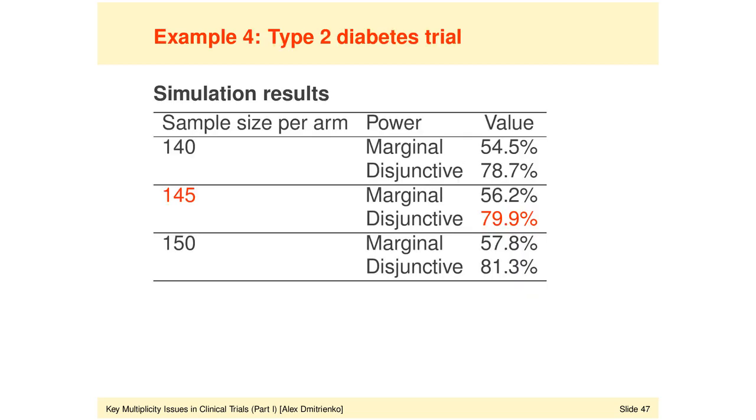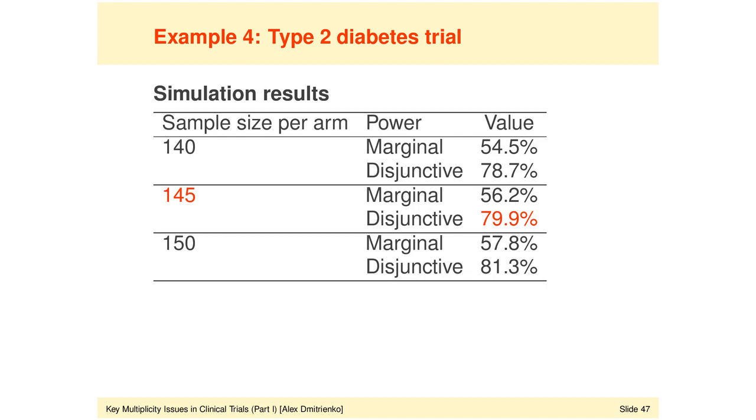The simulation results are summarized in this table. The table shows that with the common sample size per arm of 145 patients, disjunctive power is very close to 80%. In this particular set of simulations, based on 10,000 simulation runs, the estimated disjunctive power is 79.9%.